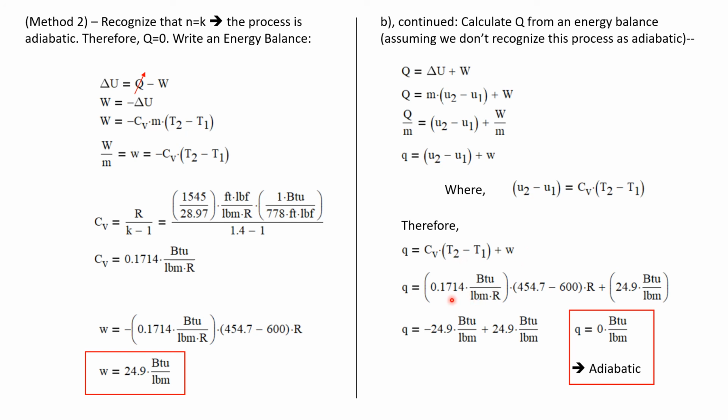Let's plug in values. We have our C sub V value from our previous work. We have T2 minus T1. And we have the work term, which we also previously calculated. It's 24.9 BTUs per pound mass. So q ends up being this first term, which comes out to be a minus 24.9 BTUs per pound mass, plus our work term, which is a positive 24.9 BTUs per pound mass. It gives us a value of heat transfer of 0 BTUs per pound mass, which implies that the process is adiabatic, which if we were clever, we already noted without doing all this work.